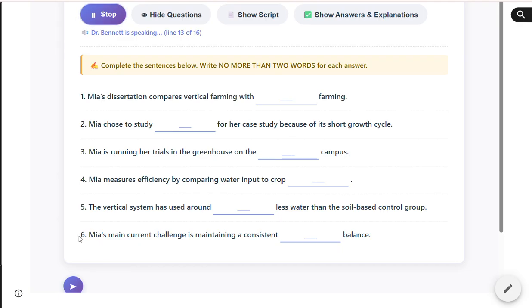What's your biggest challenge right now? Honestly, it's been maintaining a consistent nutrient balance in the water. Small fluctuations seem to affect the lettuce growth rate more than I anticipated. That's a common issue in hydroponic research. When's your final data collection deadline? I'm aiming to finish all data collection by the end of November, so I have enough time to write up before the January submission.